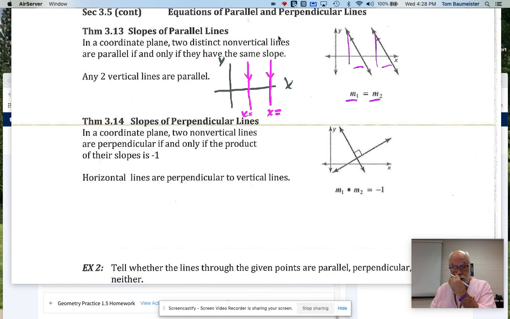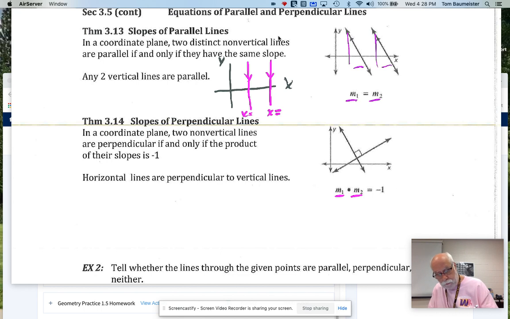All right, that's for the slopes of parallel lines. They have equal slopes. For the slopes of perpendicular lines, it says in a coordinate plane, two non-vertical lines are perpendicular if and only if the product of their slopes is -1. So if I multiply them, I should get -1. Their product is equal to -1.